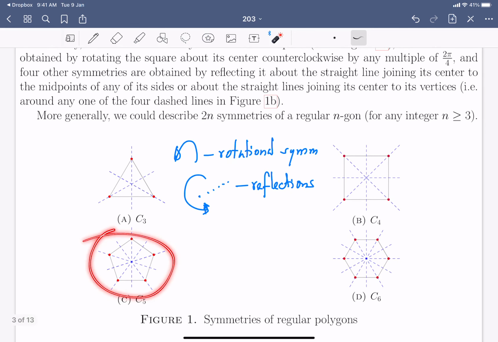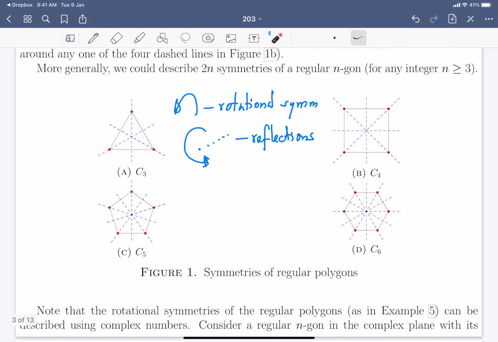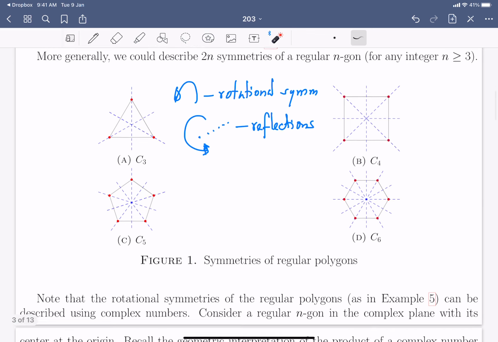And here once again you can rotate. There are five rotations possible, I mean, five quote unquote obvious rotations possible, and they are essentially all. And there are five reflections. So altogether here you can find 10 symmetries. And for C6, why is this called C6? You can think of it as just a regular n-gon with n equal to 6 vertices. So here again there are six rotational symmetries and six reflections. So altogether there are 12 symmetries.